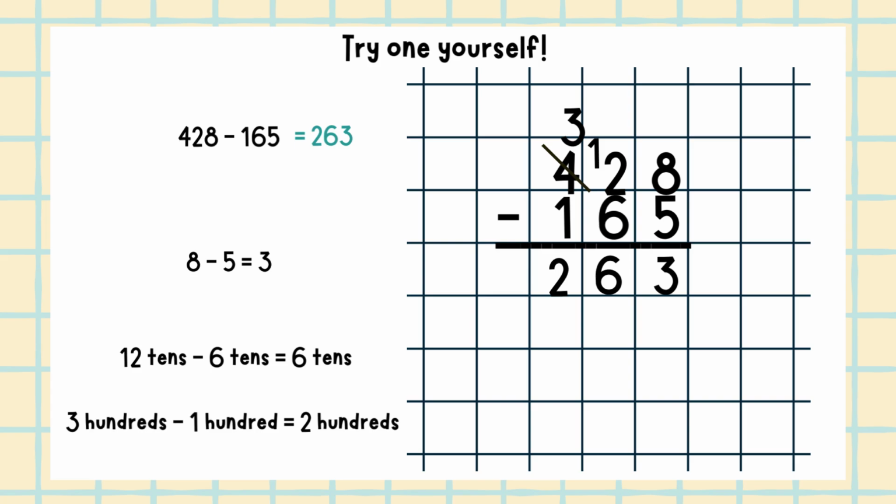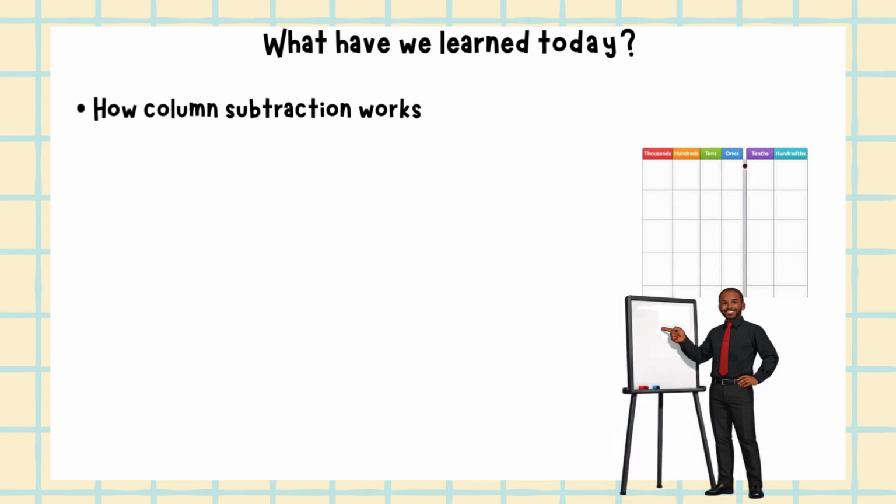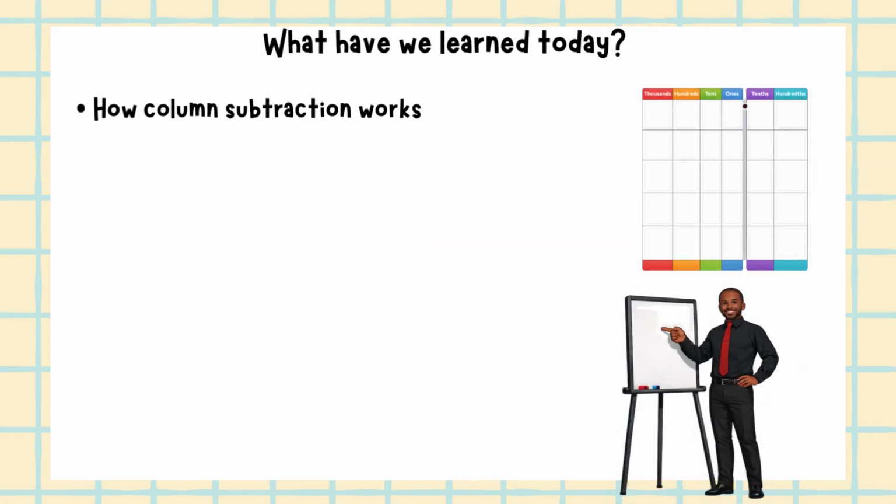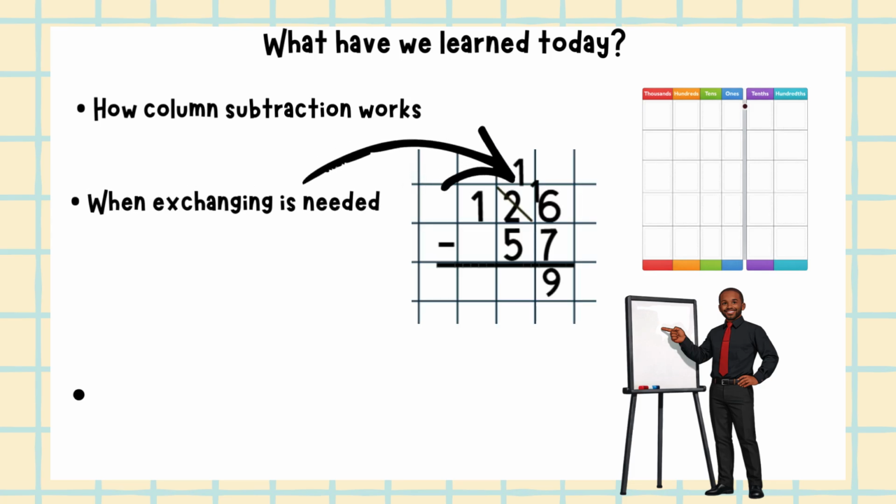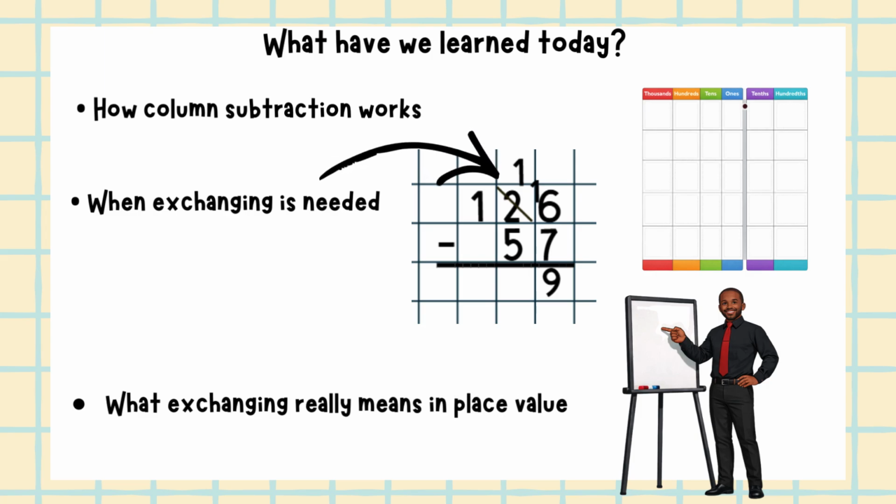Hopefully you got that answer. If not, try and see where you went wrong. Now what have we learned today? Well, today you have learned how column subtraction works, when exchanging is needed, and that exchanging is really just regrouping using place value.